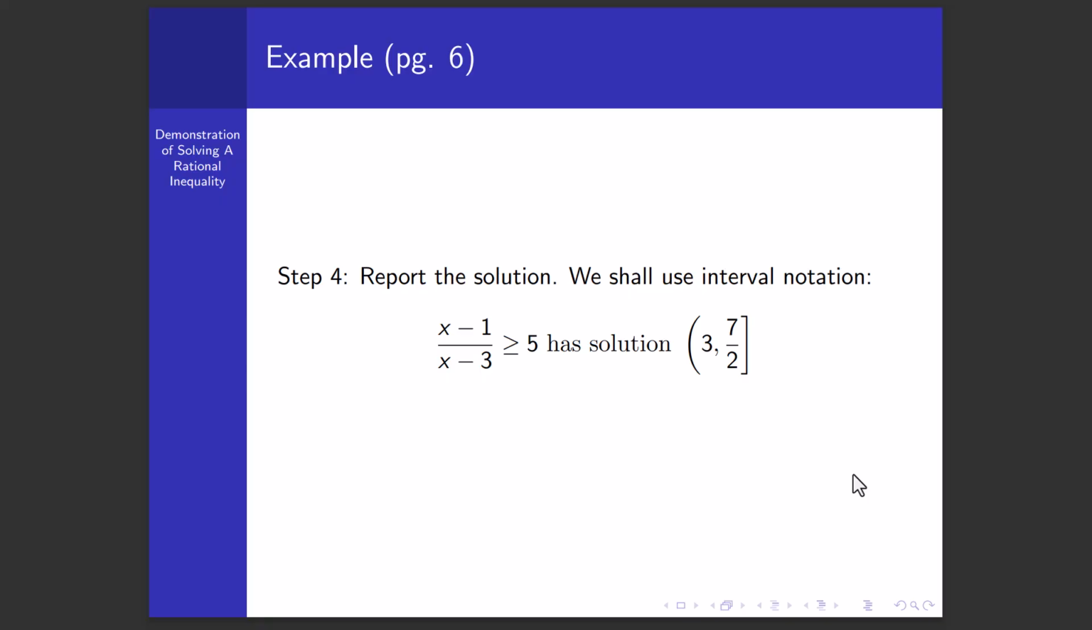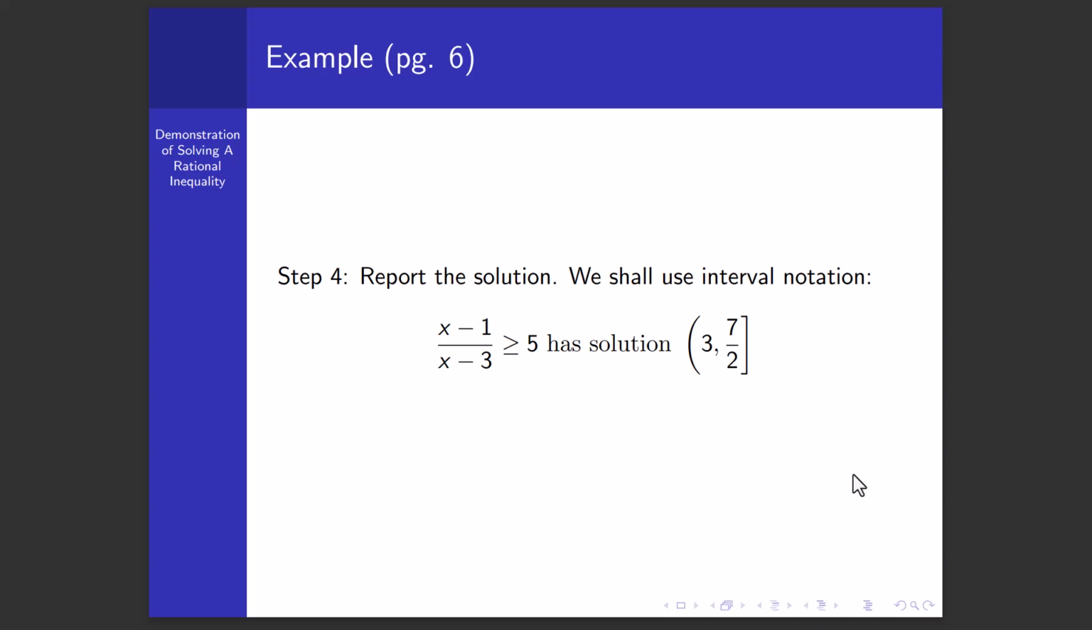Our last step is to report the solution, and as usual, we will use interval notation. So x minus 1 divided by x minus 3 greater than or equal to 5, that was the original problem, has a solution from 3 to 7 halves. But 3 is not included because it makes the bottom 0. Those numbers are never included.